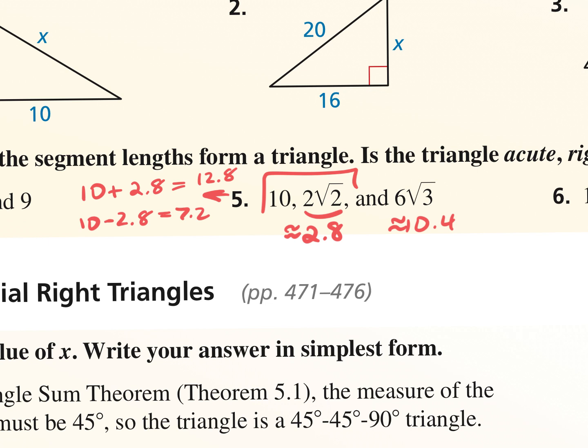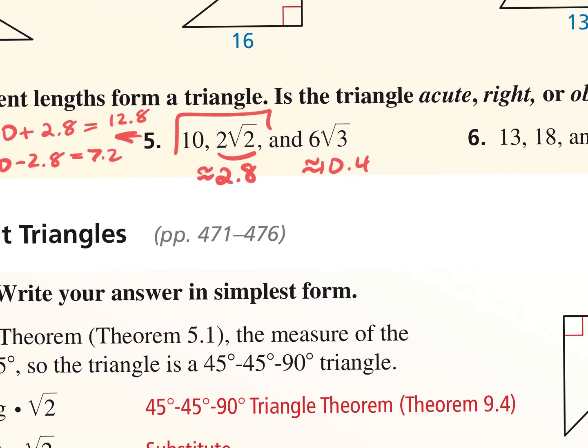Now, when you're testing to see if it is acute, right, or obtuse, do not use the approximated values. We're going to go back and use the radicals. Actually, let me do the c squared first. So I'm going to do c squared, question mark, a squared plus b squared. So remember, if c squared is bigger, it's obtuse. If c squared is smaller, it's acute. And if it equals a squared plus b squared, it's right.